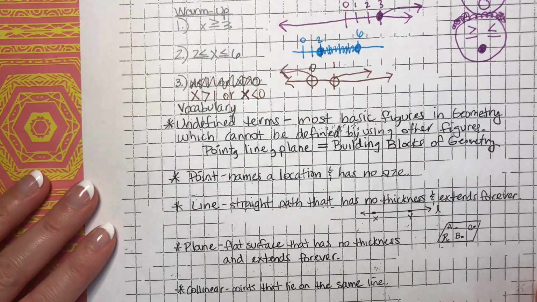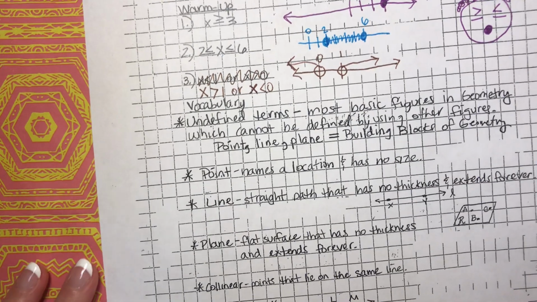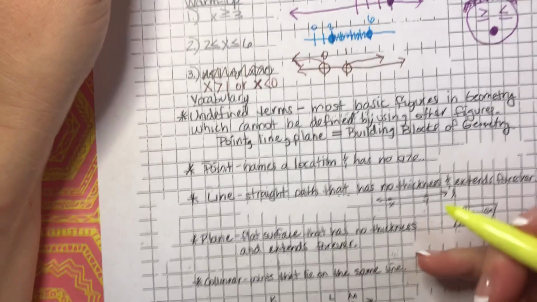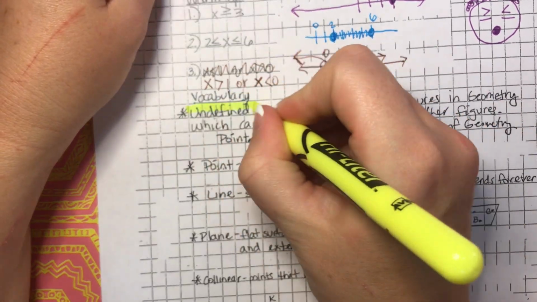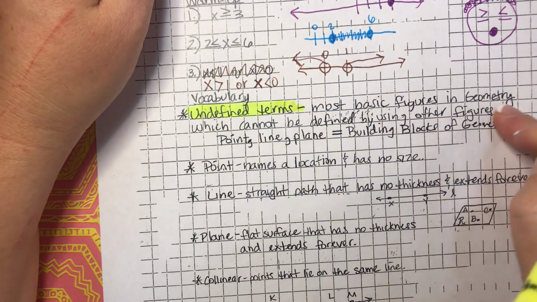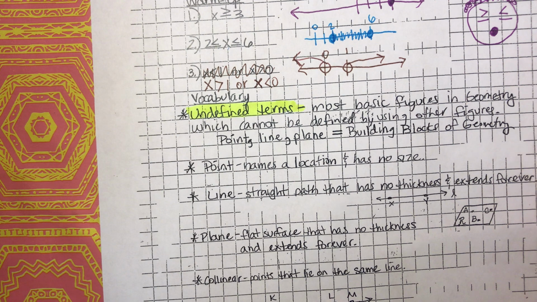Okay. Let's look at the vocabulary terms. The first one we're going to talk about is undefined terms. So undefined terms are the most basic figures in geometry which cannot be defined by using another figure.